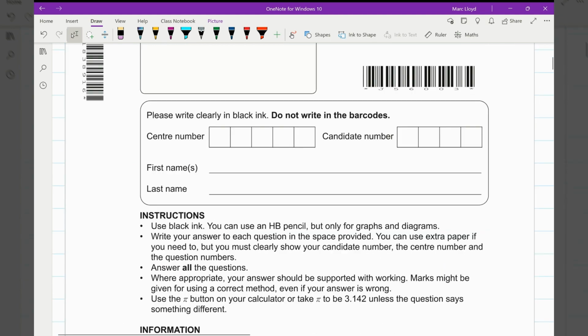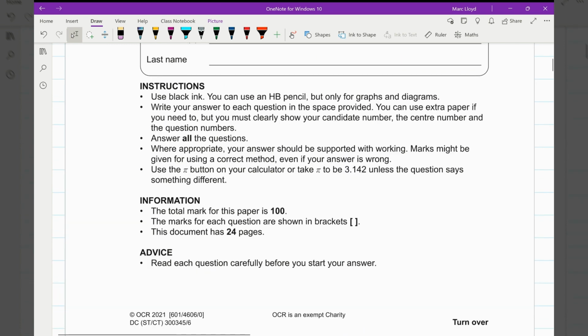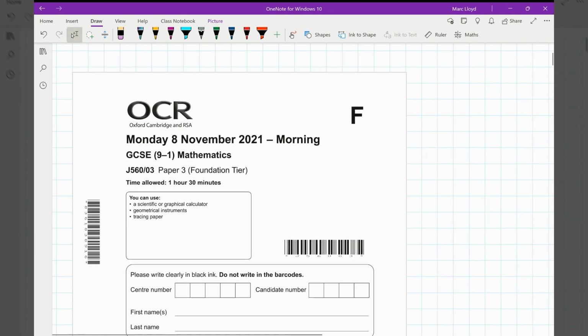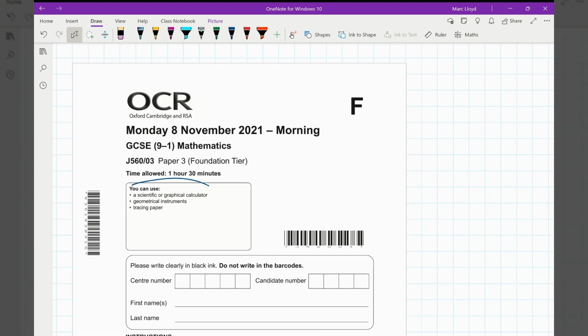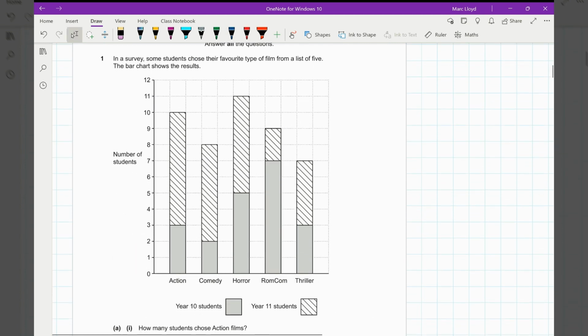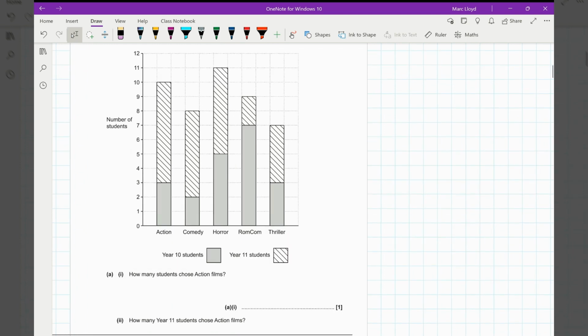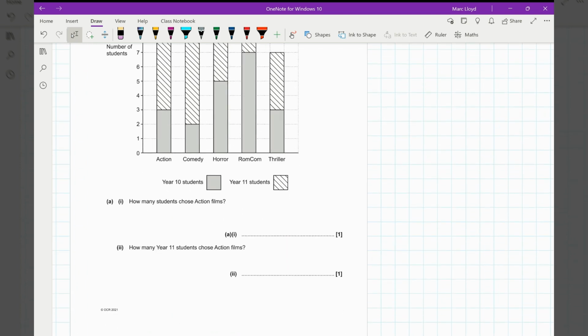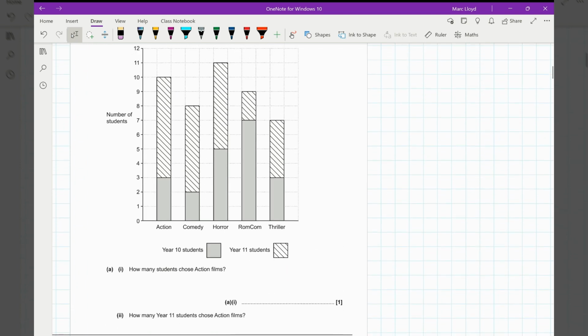Paper 3, traditionally quite wordy. Calculator is allowed on this one. Normally there's a calculator symbol, but it doesn't have it. It just says you can use the calculator. So question 1. Feel free to pause these videos if you want to have a go at them and then mark them after I've done that. So I'll just show you the question so you can read it.